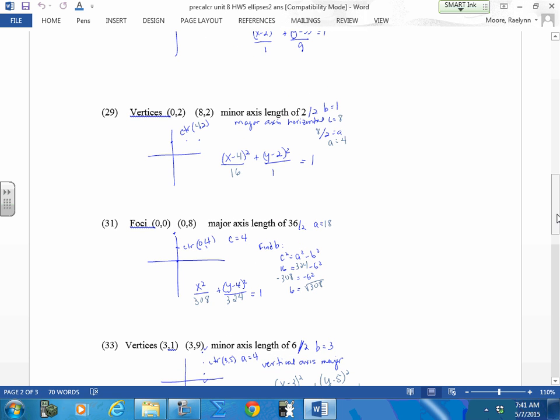Okay. If they give you an axis length, don't forget to cut it in half. Because your letter, A, B, or C, goes from the midpoint to the vertex, the center to the end point. So don't forget to cut those lengths in half. Foci will give you the C. So find your center in the middle and work from there.